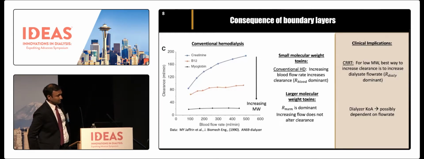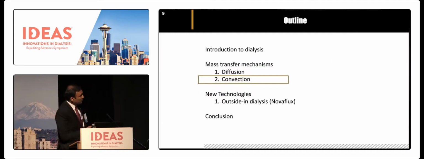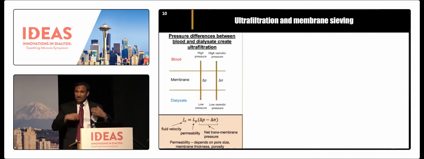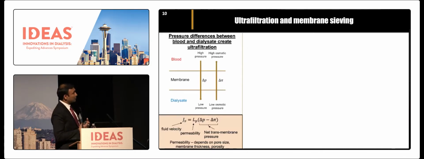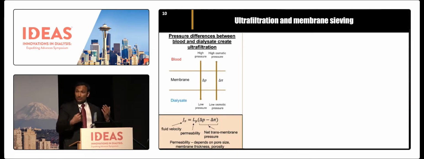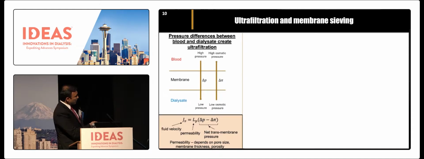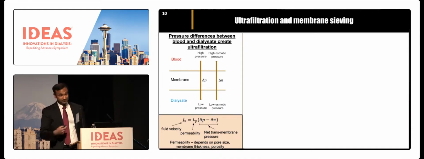Right? Now, in the second portion, I'm going to talk a little bit about mass transfer through convection. So again, mass transfer through convection occurs through this phenomenon known as ultrafiltration. Basically, if there's a pressure difference between the blood and dialysate side, you can get flow through the membrane because the membrane is leaky. Typically, you get flow from regions of high pressure to regions of low pressure, or you can get flow from regions of low osmotic pressure to regions of high osmotic pressure.